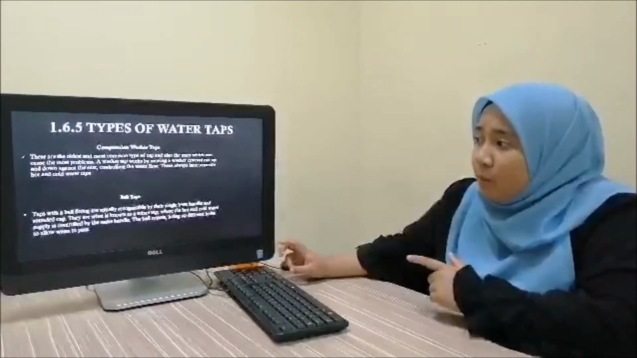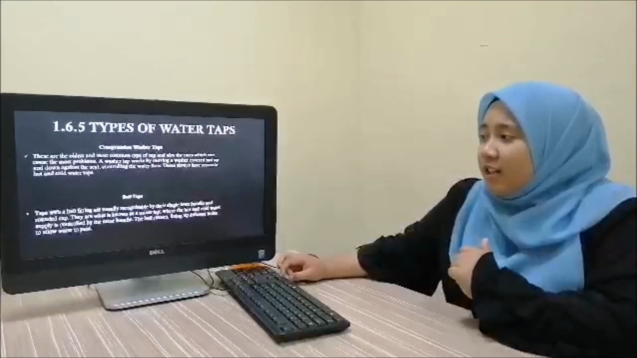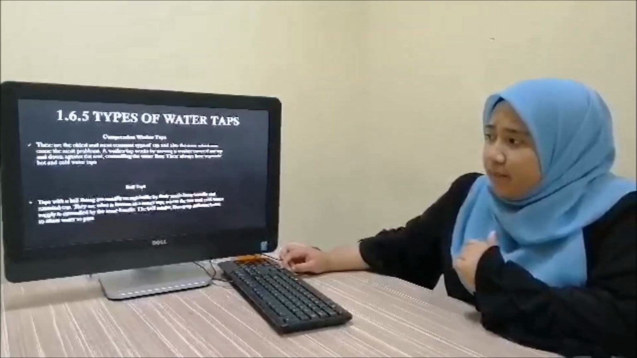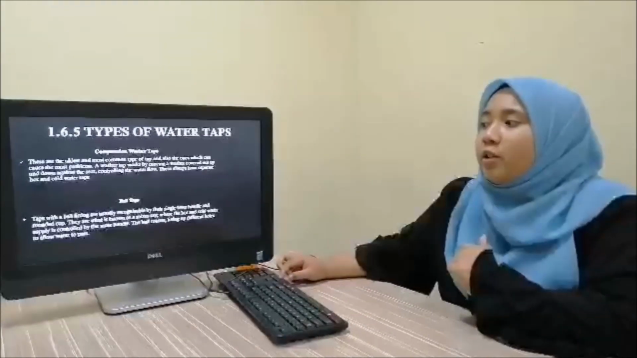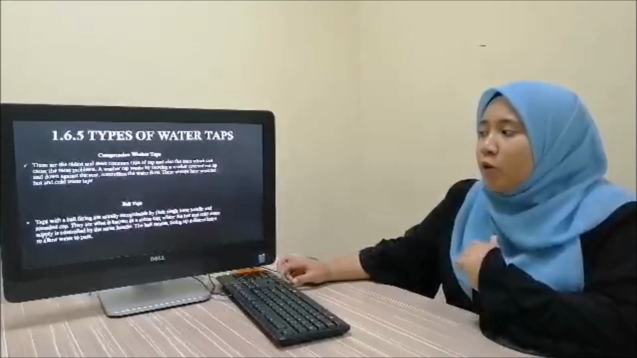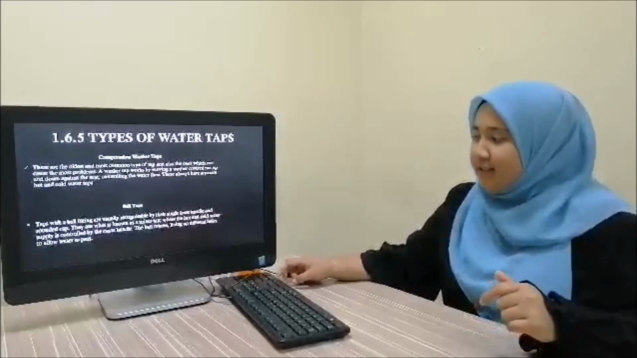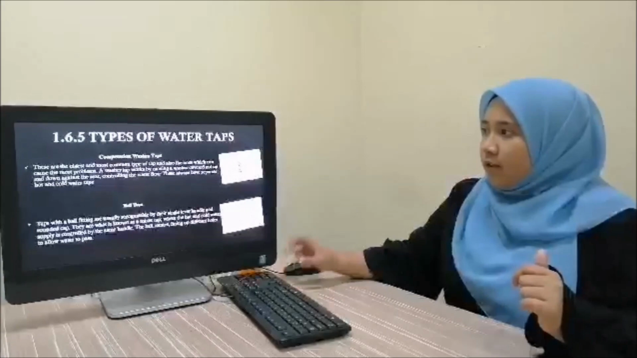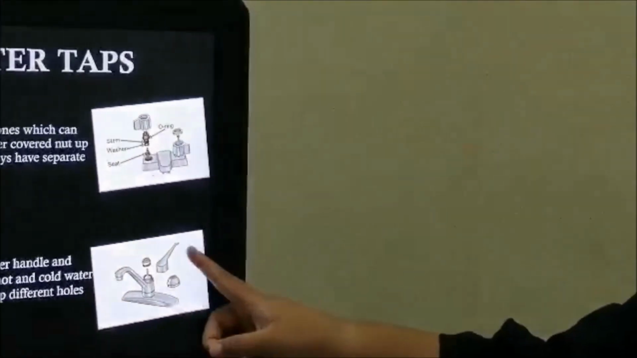Ball taps. Taps with a ball fitting are usually recognizable by their single lever handle and rounded cap. They are what is known as mixer taps, where the hot and cold water supply is controlled by the same handle. The ball rotates, lining up different holes to allow water to pass. As you can see, this is a picture of a compression water tap and this one is for ball taps.